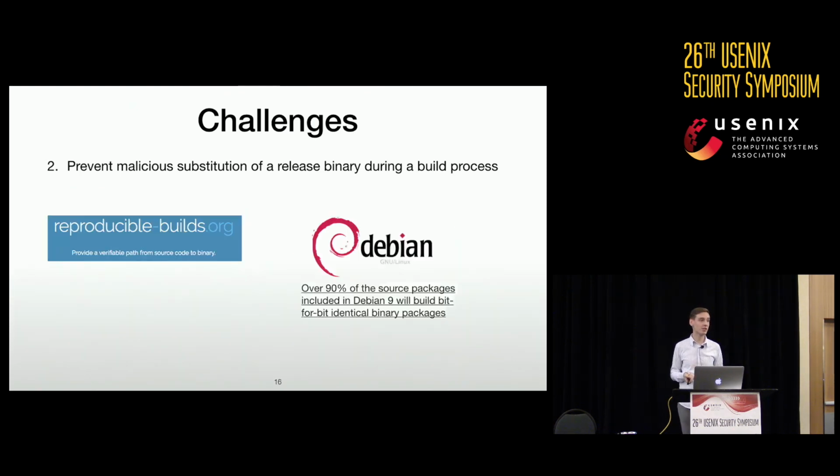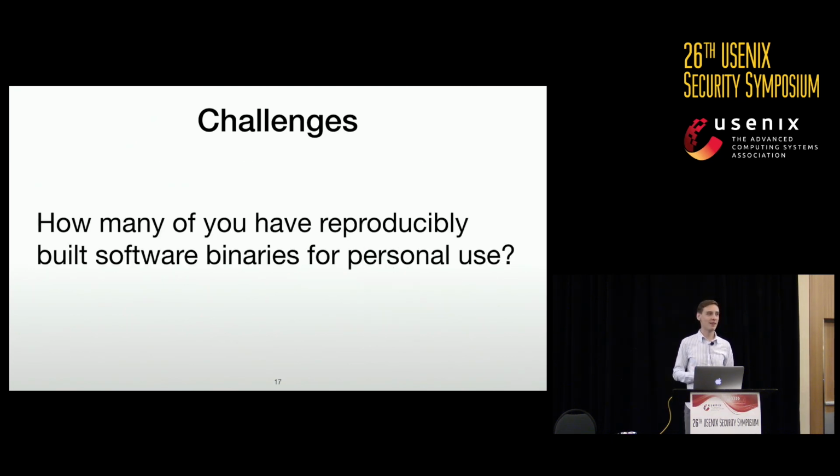There's a partial solution to that, called reproducible builds, which is a set of techniques for writing software so you can compile the same source code into the same binary each time, which is not the case by default, by the way. Debian puts a lot of effort into that. But I would like to ask you, how many of you have actually reproduced any software for personal use?